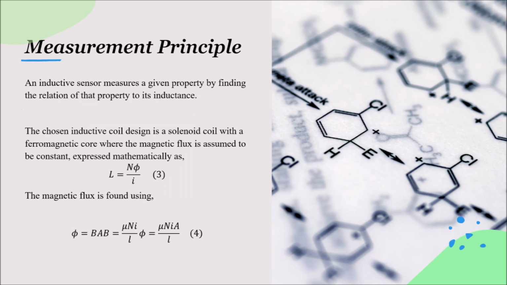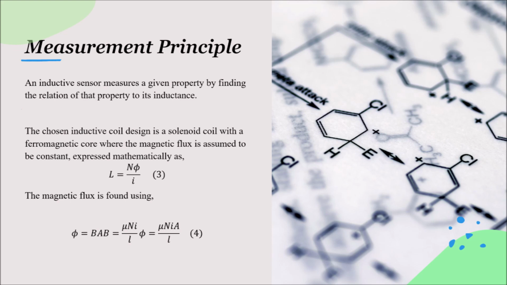Measurement principle. An inductive sensor measures a given property by finding the relation of that property to its inductance. The chosen inductive coil design is a solenoid coil with a ferromagnetic core where the magnetic flux is assumed to be constant. This is expressed as equation 3, where L is the inductance of the solenoid, N is the number of turns of the wire in the solenoid, and phi is the total magnetic flux through the solenoid.